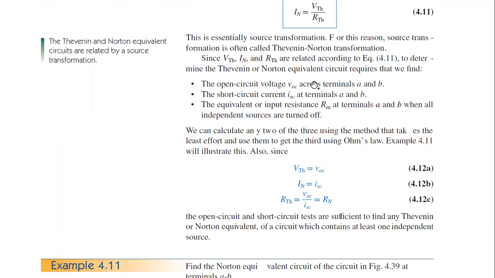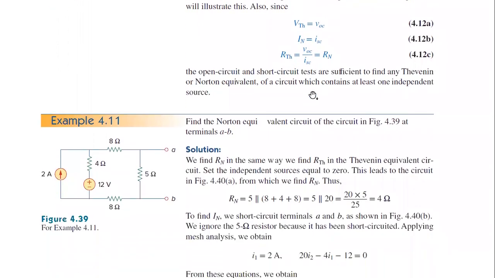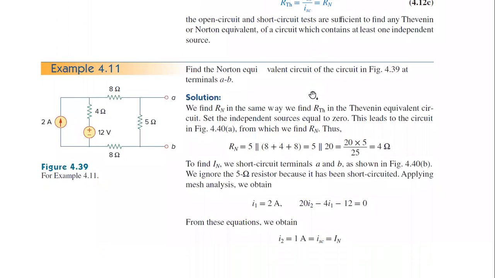Why are you finding VOC? For finding IN. Why are you finding ISC? For finding IN, right? So ISC and IN are the same, VOC and VTH are the same. If you get VTH, you can find IN easily because you know Rn, or you know RTH. So if you observe the problem, you will get to know what exactly Norton is trying to say.